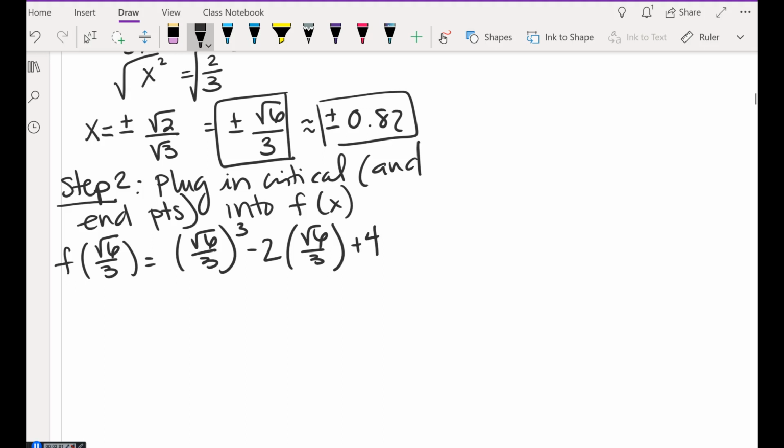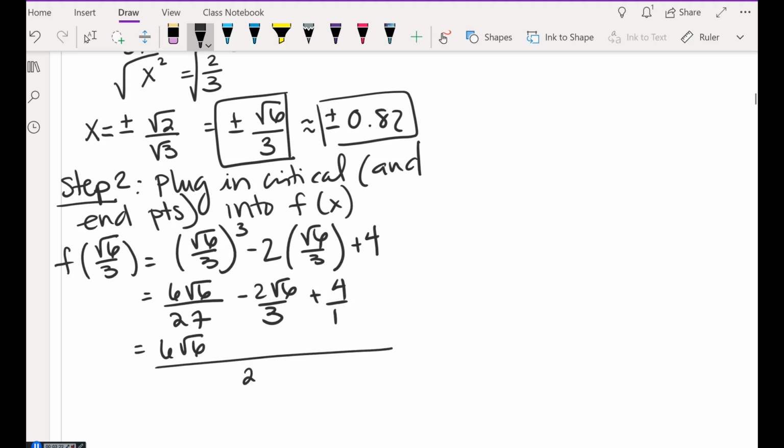So rad 6 to the third, that's really 6 rad 6, yes or no? Divided by 3 to the third is what? 27. This is just going to be minus 2 rad 6 over 3. This is going to be 4 over 1. Common denominator, tell me that they should all be what? 27. So 6 rad 6, this is all over 27.